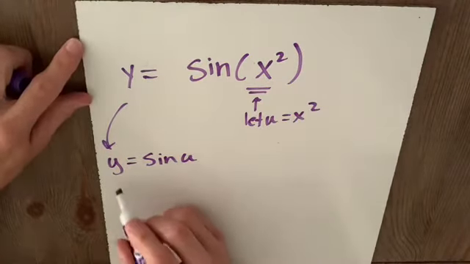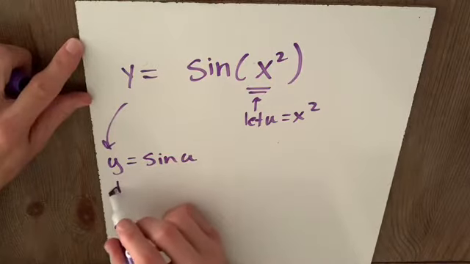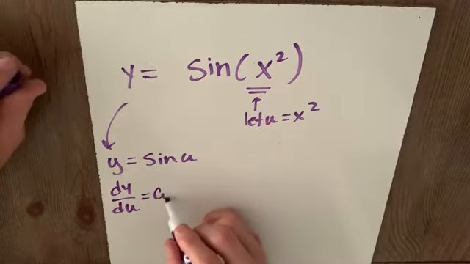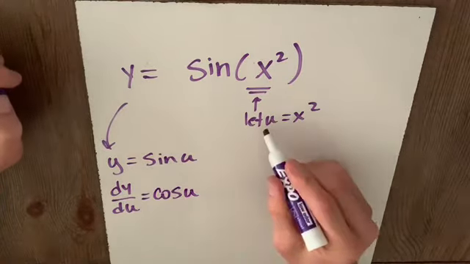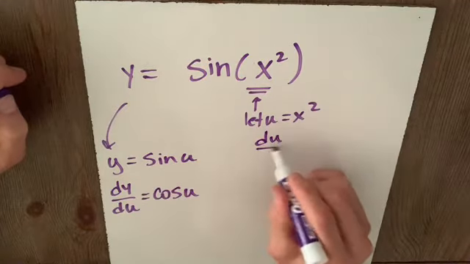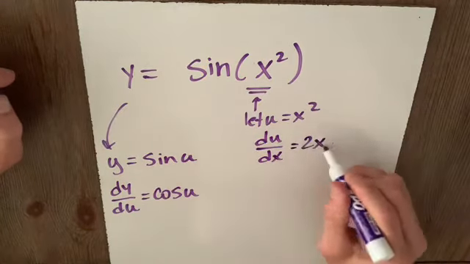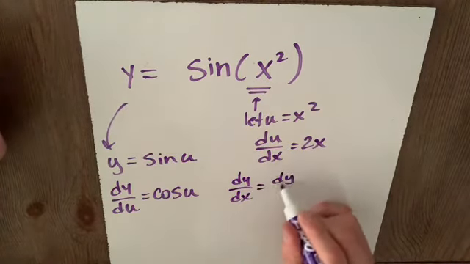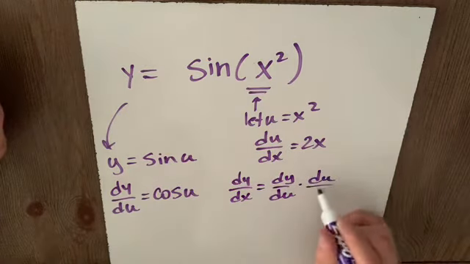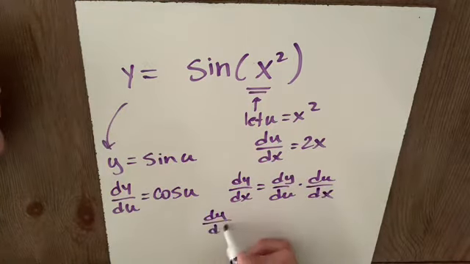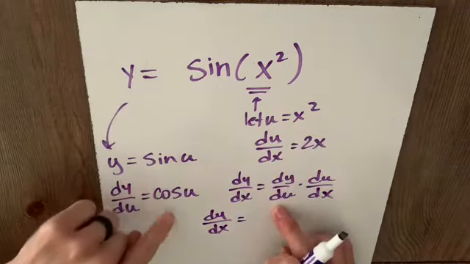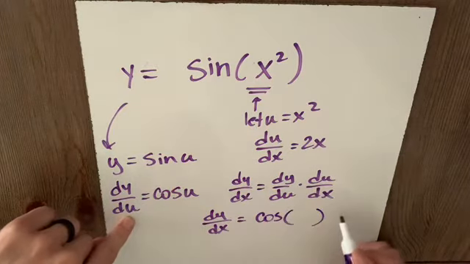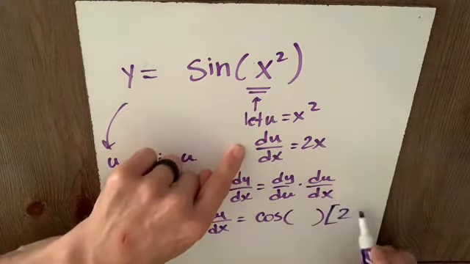So if y is written in terms of u, dy/du, the derivative of sine u, is cosine of u. If u is written in terms of x, then the derivative is du/dx. Of course, that's 2x to the first power. So dy/dx is equal to dy/du times du/dx. So dy/dx, which is what we're after, is equal to dy/du, which is cosine of u, times du/dx, which is 2x.